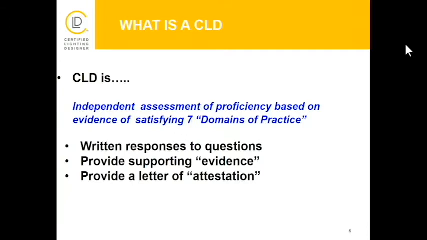But essentially, to get a CLD, you have to answer questions about how you achieve these domains of competence, or domains of practice, in various schemes. You must produce supporting evidence, typically maybe images of the work you did, or perhaps plans to explain what's going on. And you have to provide letters from a client to say you actually did this work and they were happy with it.